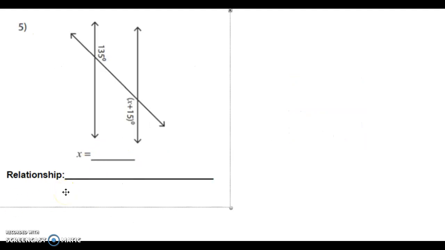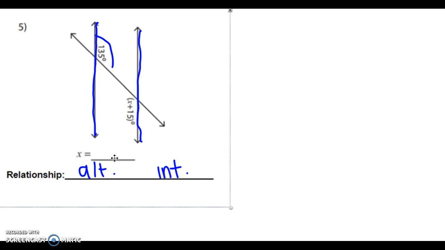Example number 5, they tried to trick you by turning the parallel lines, but keep in mind here that this is the parallel line and this is the parallel line. That's the lines that matter. So again, these angles are inside, or interior angles inside the parallel lines, and they're on alternate sides of that transversal line through the center.